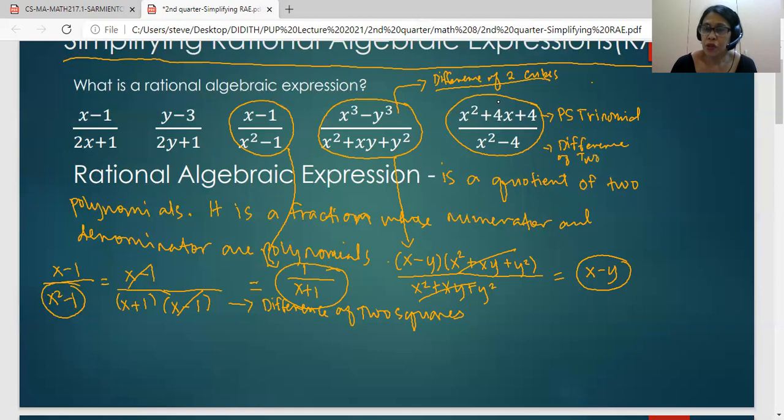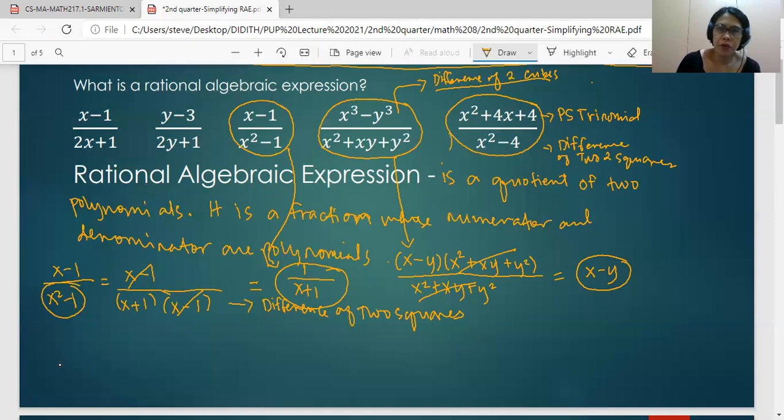You should have knowledge of factoring, because if you do not know the factoring methods, you cannot simplify a rational algebraic expression, because simplifying rational algebraic expressions has something to do with factoring. Okay, factoring is necessary. So let me write the factors of the numerator and the denominator here.